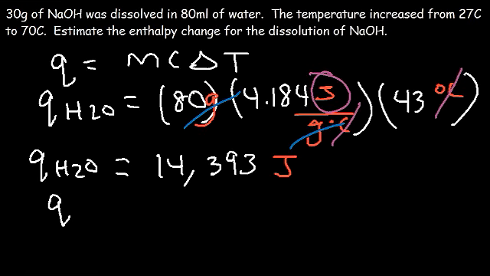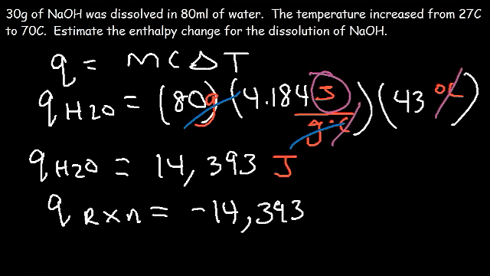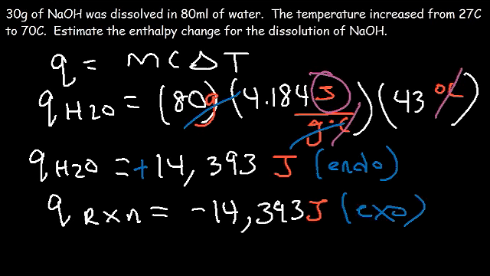So the amount of energy that was released by the reaction is negative 14,393 joules. Keep in mind, it's endothermic for the water because the water absorbed energy, increasing its temperature, and therefore its kinetic energy. But it's negative for the reaction. It's positive for water since it's endo, but it's negative for the reaction because it's exo. The reaction released heat energy.